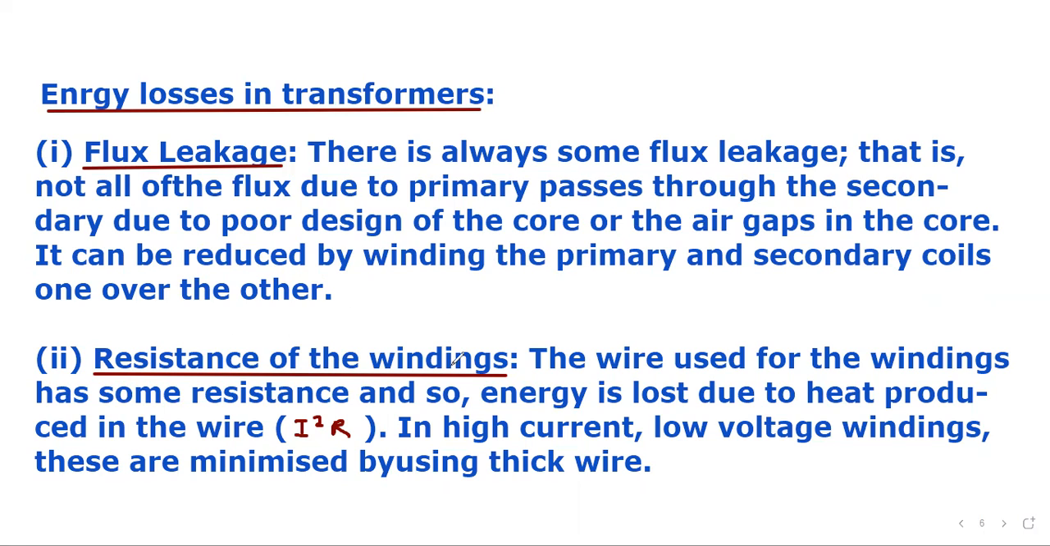Second point, resistance of the windings. The wire used for the windings has some resistance, and so energy is lost due to the heat produced in the wire according to the formula I square R. In high current, low voltage winding, this is minimized by using thick wire. When thick wire is used, this resistance loss will be less because resistance is inversely proportional to area.